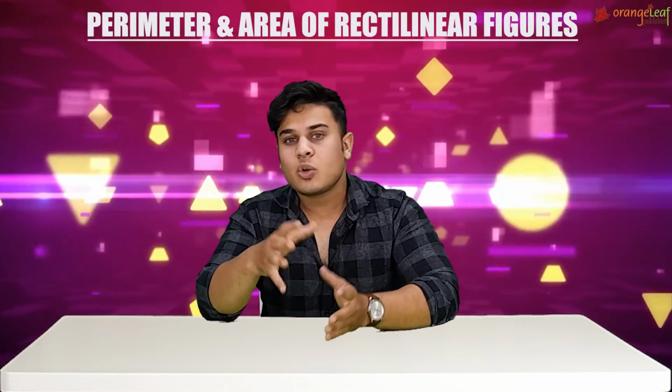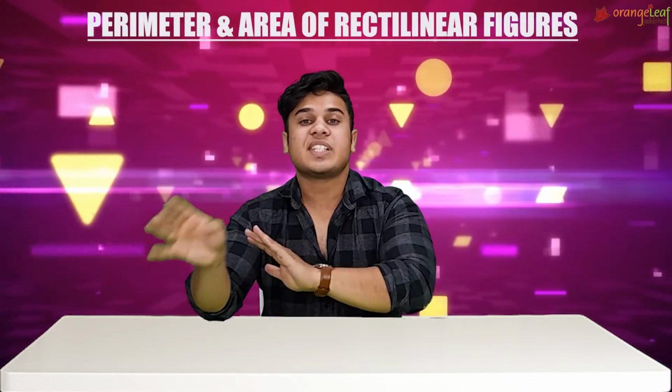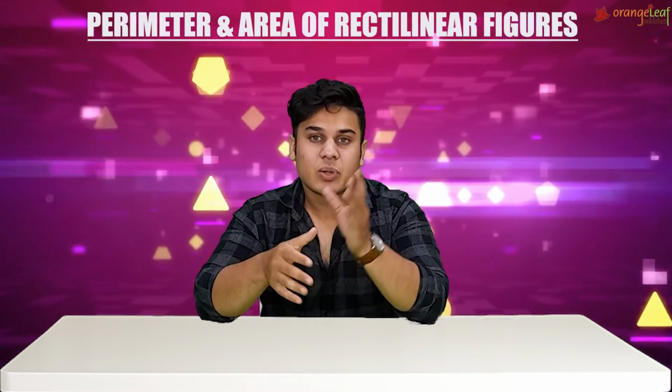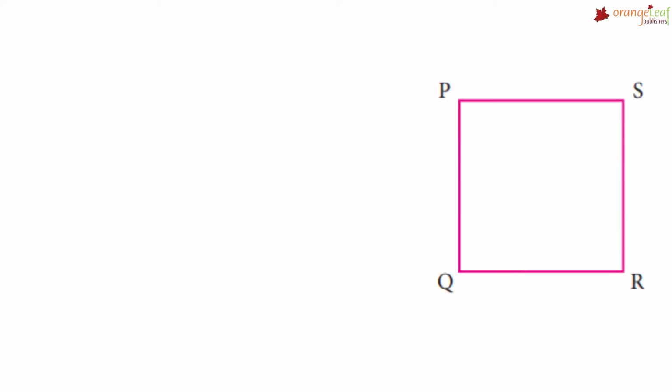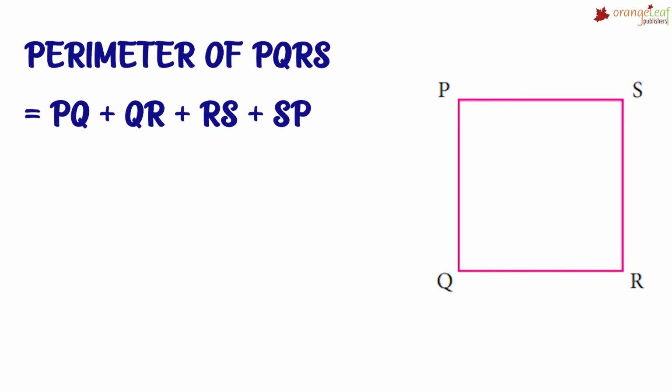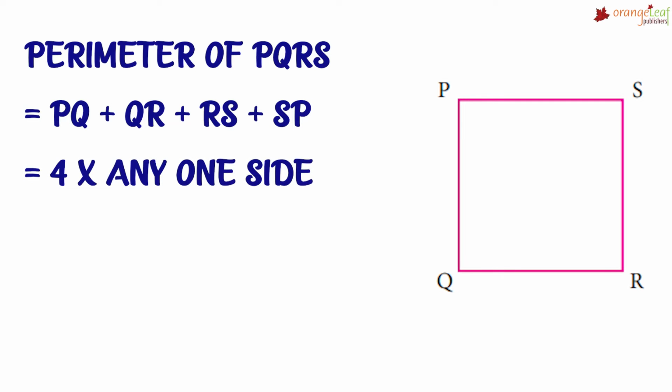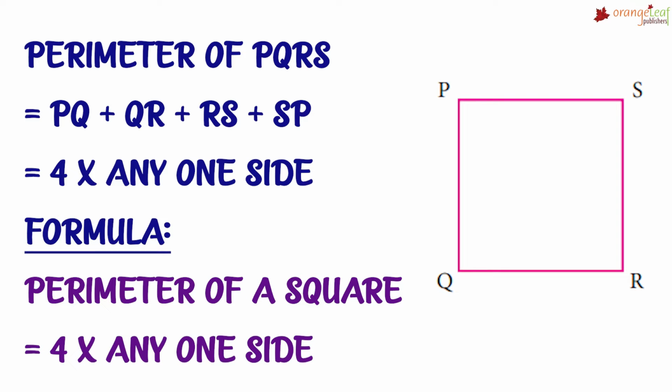Perimeter of a square. A square is a quadrilateral with all 4 sides equal. So have a look at this figure. Here we have square PQRS. The perimeter of PQRS is PQ plus QR plus RS plus SP, which also equals 4 into any one side. So the formula of the perimeter of a square is 4 into any one side of the square.